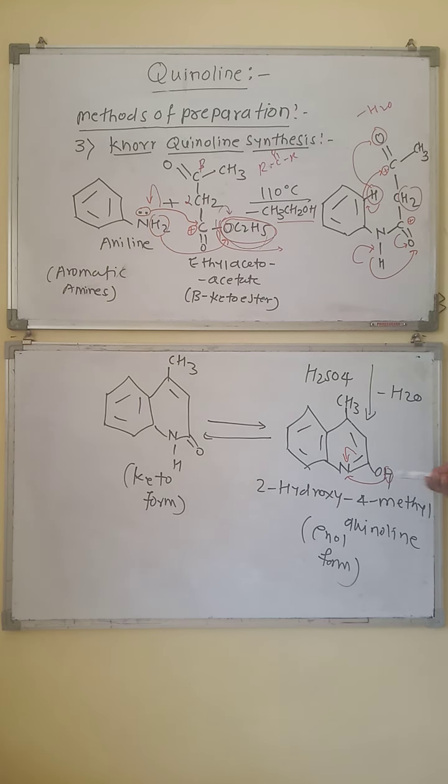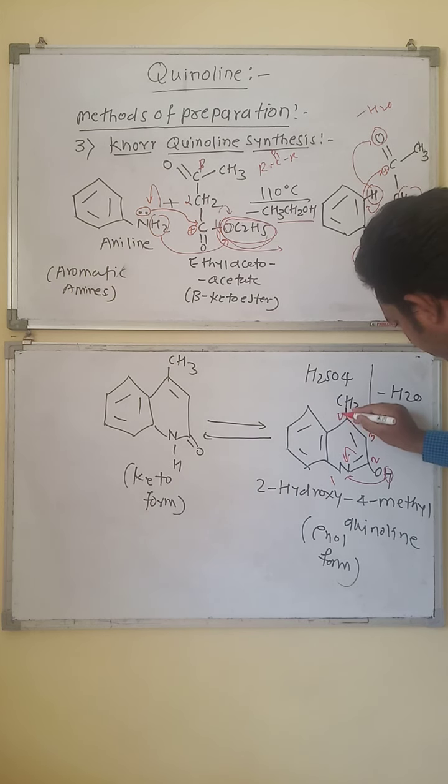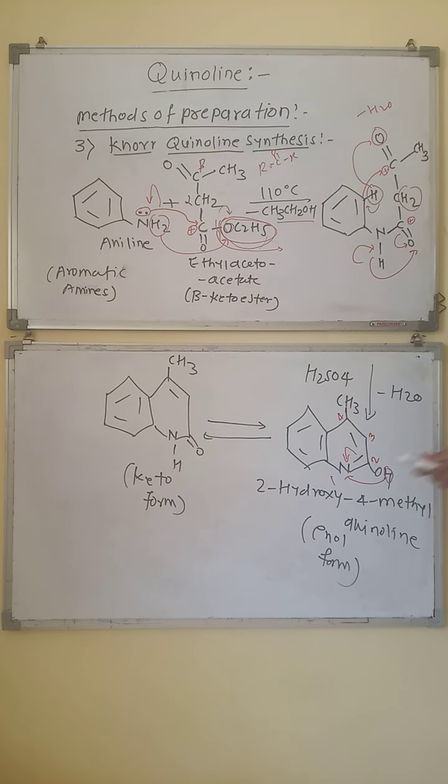2-hydroxy means first number nitrogen, second carbon, third, fourth number here. So first number nitrogen, second number carbon having the OH group, the hydroxy group, and fourth number having a methyl group. So it is 2-hydroxy 4-methyl quinoline. There is a formation of this derivative of quinoline.